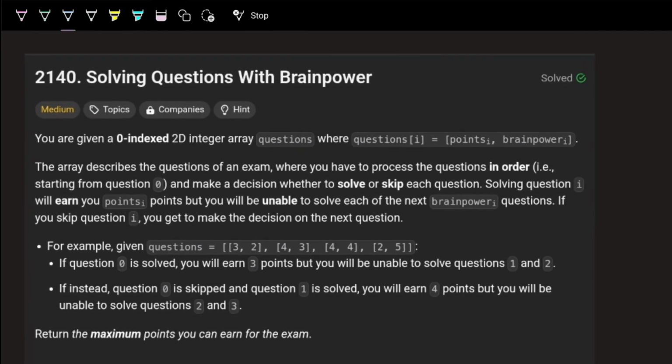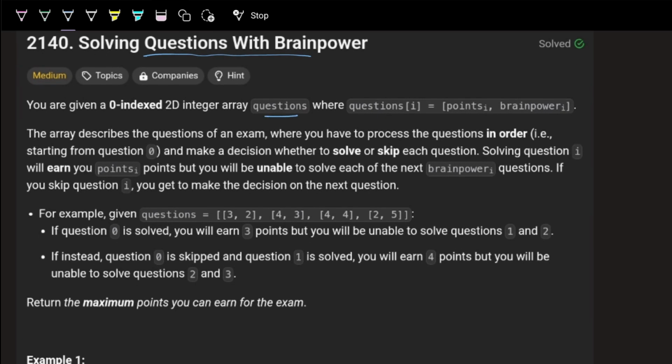So today's LeetCode problem is Solving Questions With Brainpower. What the problem is saying is that we are given a 2D integer array questions, where questions[i] is points[i] and brainpower[i]. It means that when we solve that particular question, we get this much of the points in our answer, but we have to skip the next brainpower[i] number of questions. This is what they are telling.